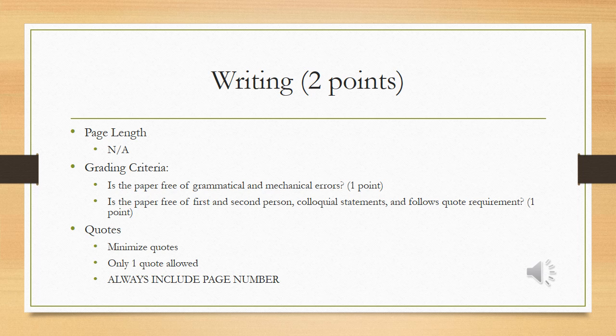Your writing quality is more of an overall. The biggest thing here is: is your paper free of grammatical and mechanical errors, and also is it free of first and second person, and also colloquial or common statements? Those are more common than academic. And do you follow the quote requirement? For example, only use one quote in your writing, because really at this point for a research proposal, you should be at the point where you're stating things in your own words. When you do use a quote, always include the page number per APA style.